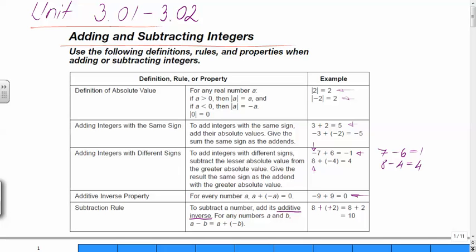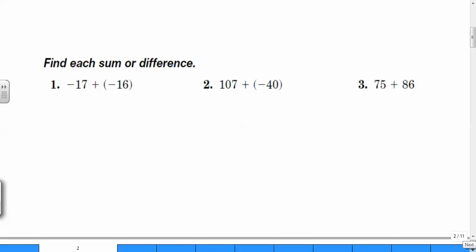So as you can see, I had 8 minus negative 2. I changed both signs and I'm ending up with 8 plus 2, which obviously is 10. Do not panic. We'll do more examples in a second here, right? Find each sum or difference.